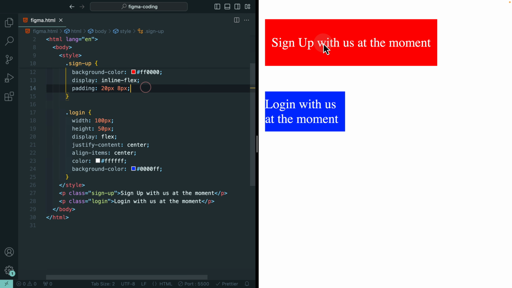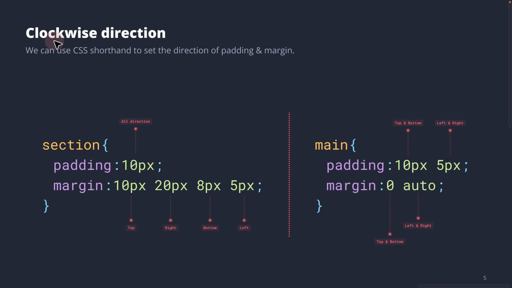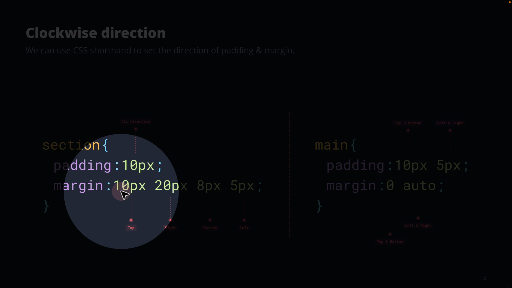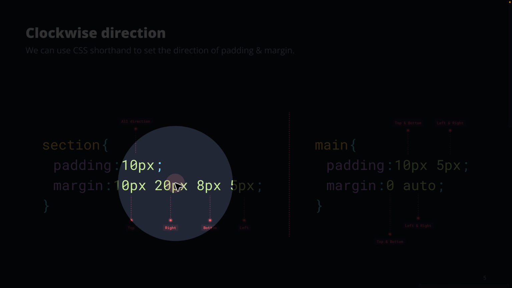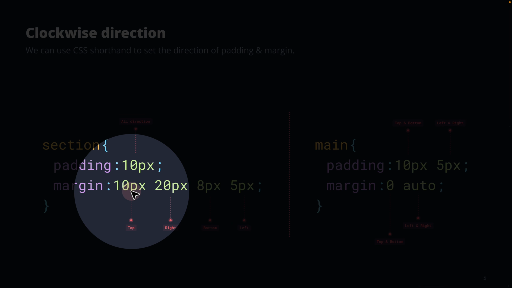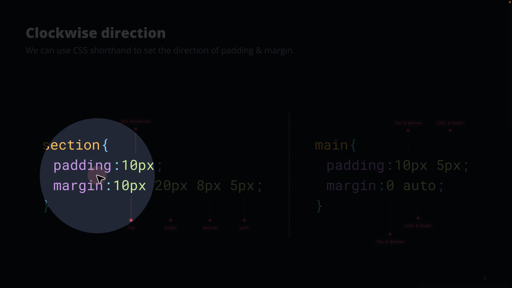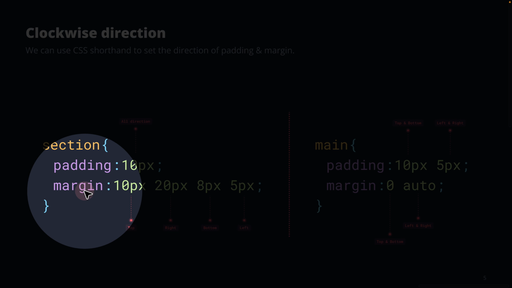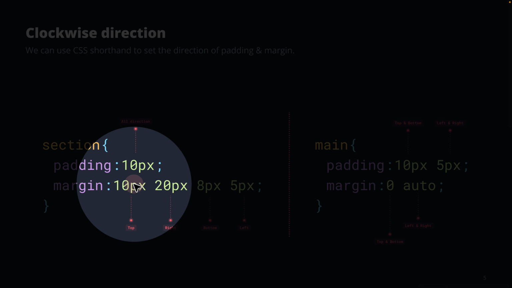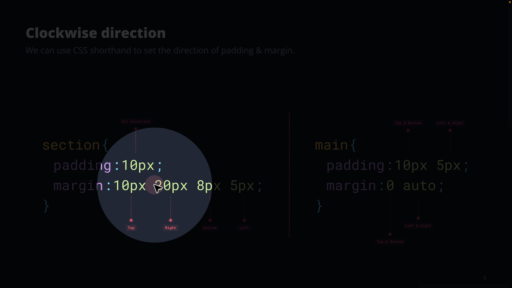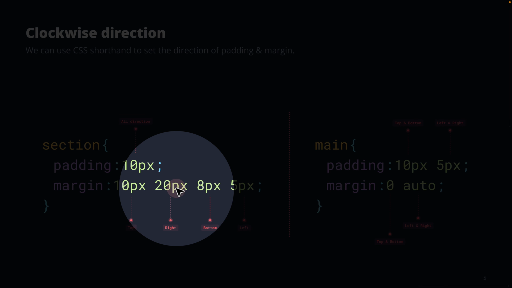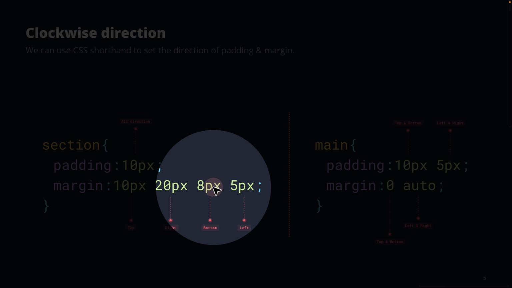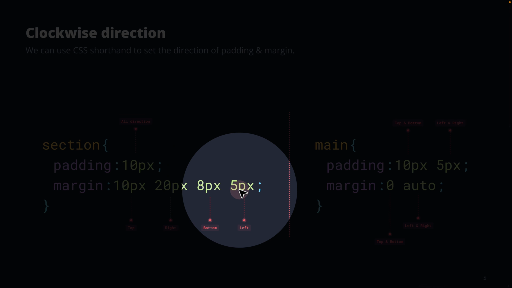And if I decide to individually write this, I can use the clockwise direction. Clockwise direction means if you write your first value with a space followed by your second, the way it works is your first value is always going to be the top. So in this example, we're giving it a margin. Margin and padding work exactly the same way when it comes to the clockwise direction, which means if I decide to give my padding 10 pixels and a space, that would be applied to the top. And then if I do 20 pixels as my second, that would be applied to the right side. And if I do 8 pixels as my third value, that would be applied to the bottom. And if I finally do another 5 pixels, that will be applied to the left.